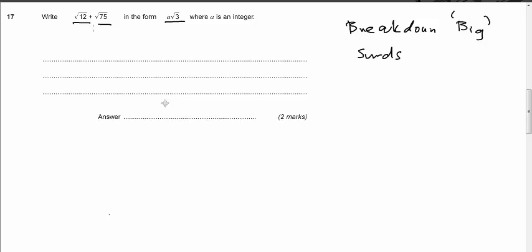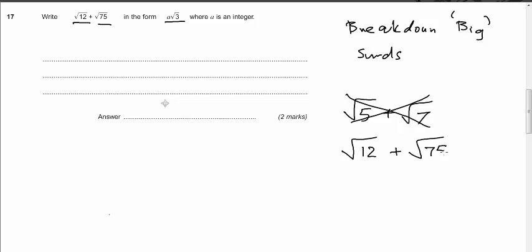Now, remember, one thing we know is if you have two different surds, say root 5 plus root 7, you cannot add them. So at first glance, you might be thinking, well, root 12, root 75, they're two different surds, you can't add them. But you definitely can break them down. So here's basically what you've got to do for this. You've got to break down each surd.